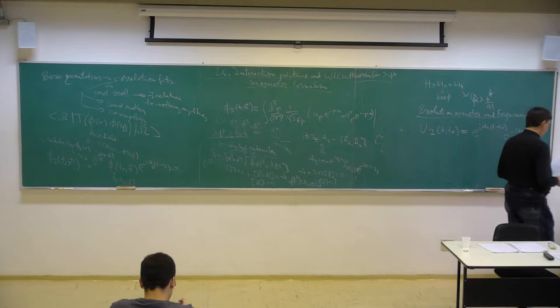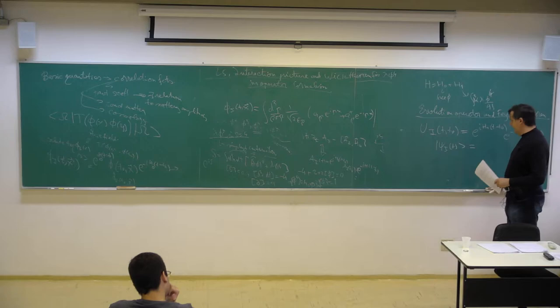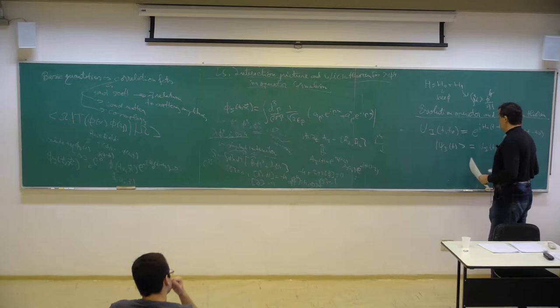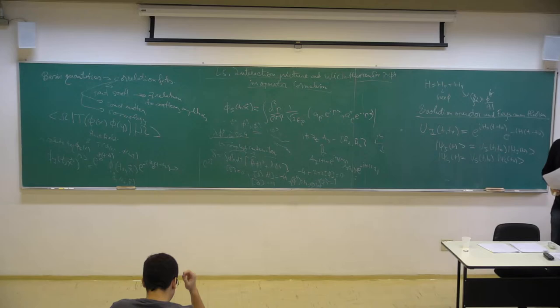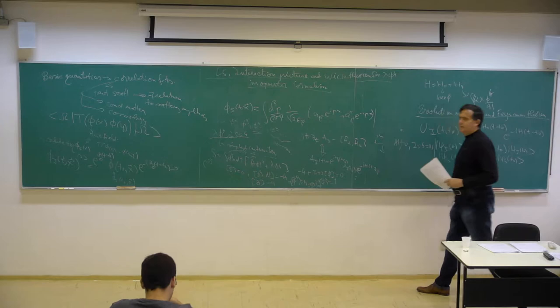So this means what? This means that it relates the interaction picture state at some time t with the interaction picture state at time t0. So U_I(t, t0) psi_I(t0). And for comparison, we had this. So in the Schrodinger picture, we had a similar formula. And remember, t0 is defined as the time where the interaction picture is the same as Schrodinger and Heisenberg. Okay?